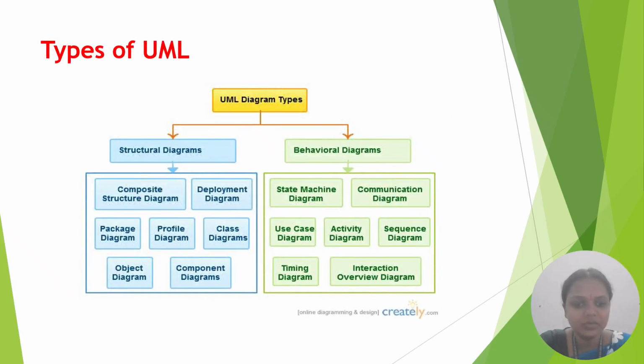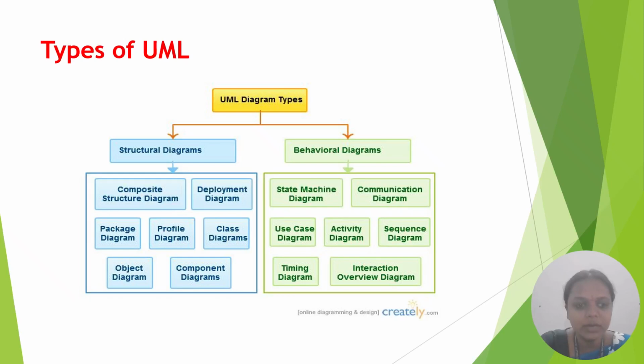Next, types of UML. There are mainly two types: structural diagrams and behavioral diagrams. Structural diagrams show the static structure of the system. They show classes, objects, components, and their relationships. There are 7 types of structural diagrams: composite structure diagram, deployment diagram, package diagram, profile diagram, class diagram, object diagram, and component diagram.